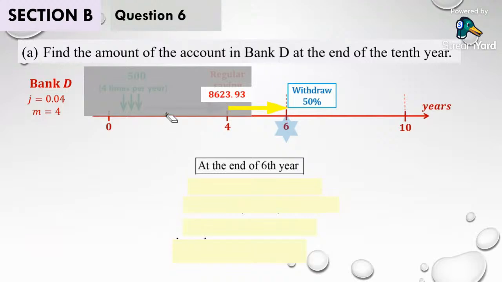Then next, what I concern is that I want to continue from the end of the 4th year all the way until the end of 6 years. What happened to changes to the account that accumulated just now, the 8623.93 that we calculated for the annuity, the C? So we want to calculate the amount at the end of 6 years, and we begin the calculation that is before withdrawal, the value before withdrawal.